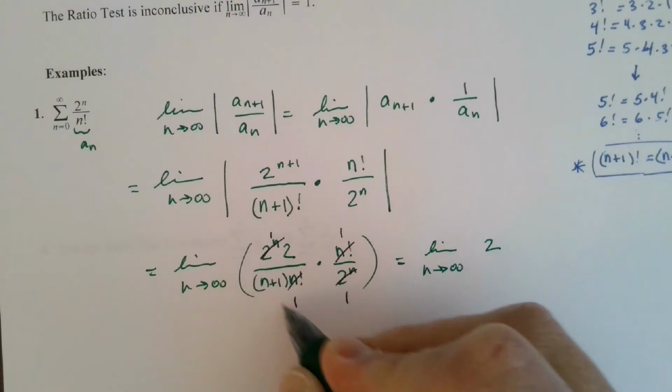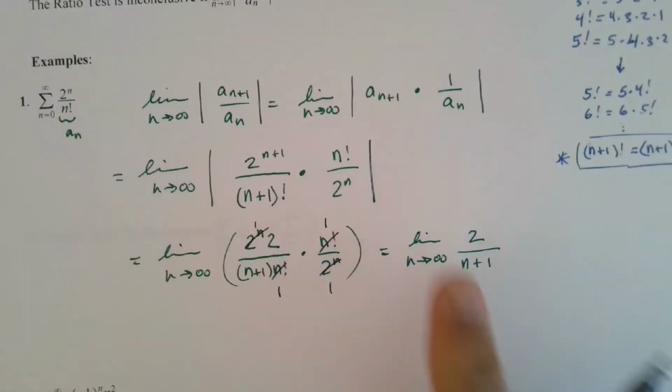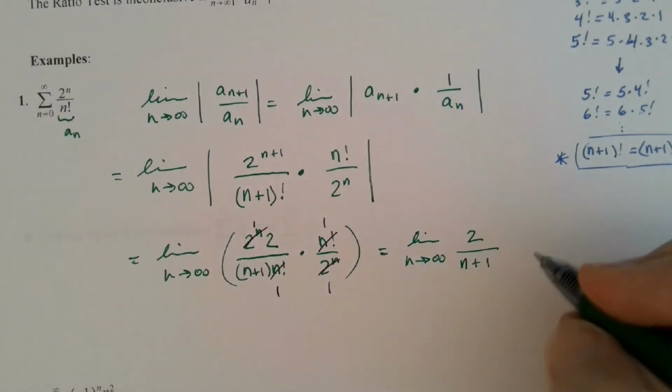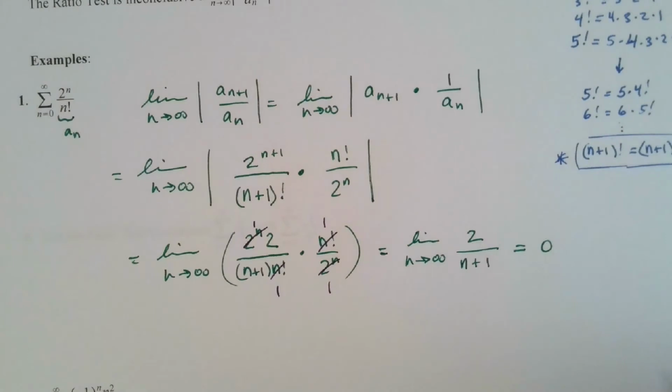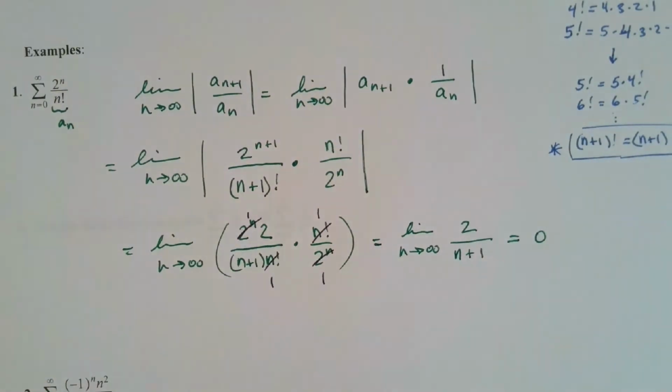In the bottom, n plus 1 times 1 times 1 is just n plus 1. So all this simplifies down to just this, and what's happening to this expression as n goes to infinity? Well, it's clearly going to 0, right? The denominator is going to infinity. 2 divided by a larger and larger quantity is going to 0.